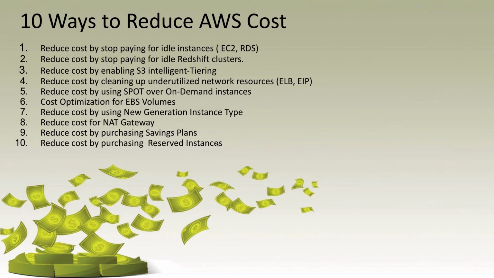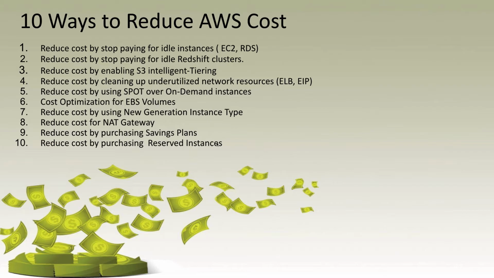So the next way to reduce AWS cost is by using Spot instances over on-demand instances. Spot instances are basically spare capacity in AWS data centers which AWS offers at a lower price. And by using Spot instances, you can reduce your compute cost by almost 90%.